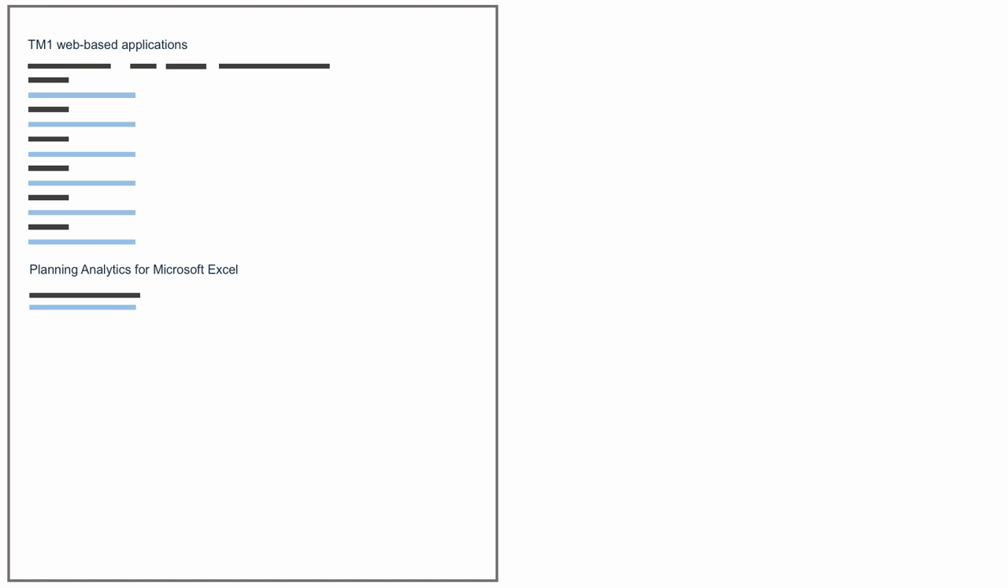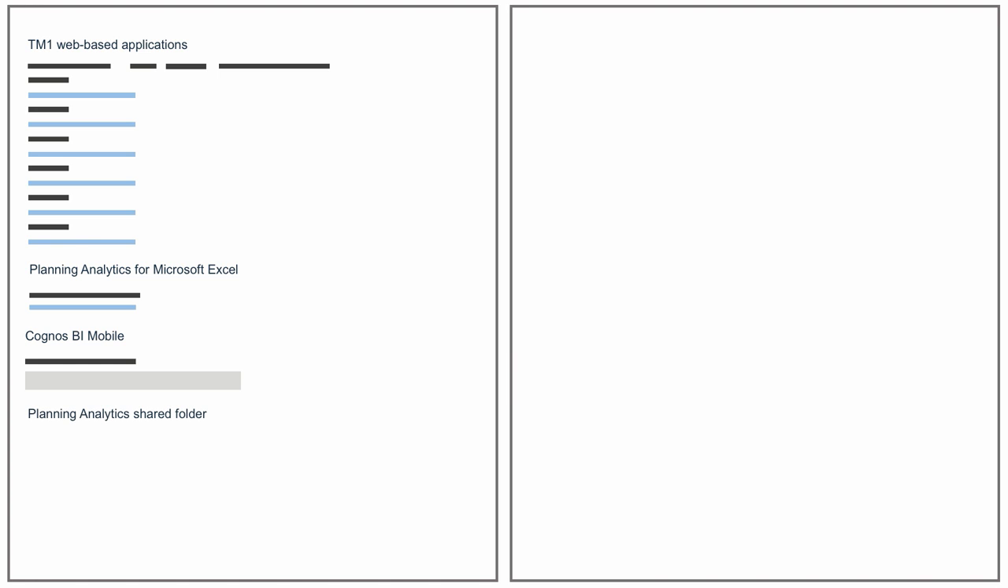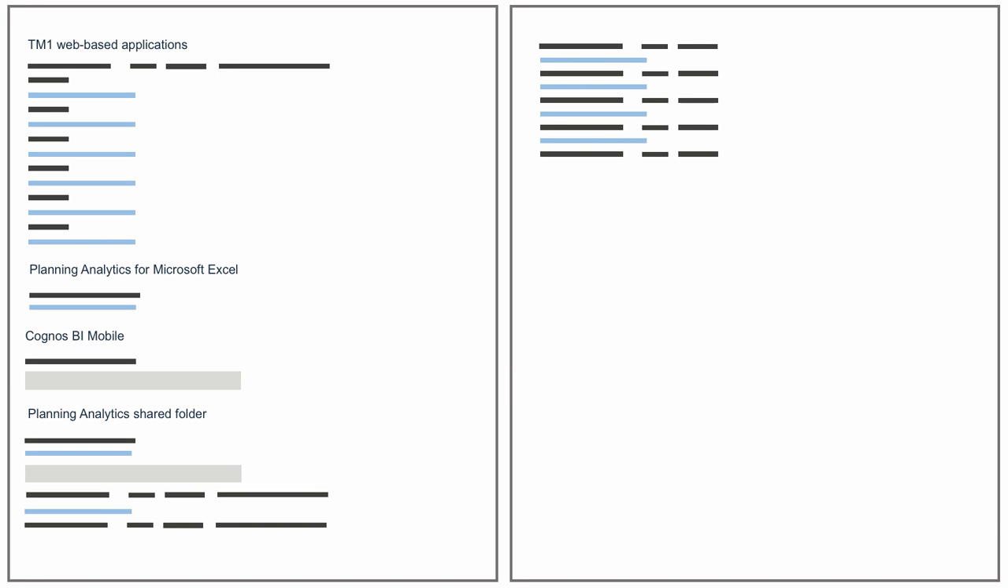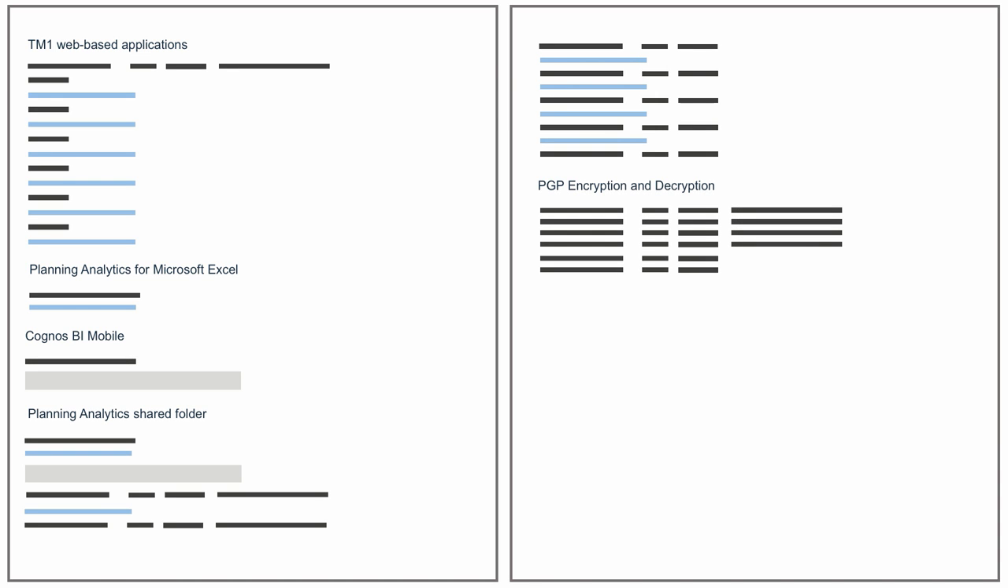The Planning Analytics for Microsoft Excel and Cognos BI Mobile sections will contain a URL and connection information for connecting to each respective component. Planning Analytics also provides a dedicated shared folder for your TM1 data and all related files. The Planning Analytics shared folder section will guide you on how you can connect to the shared folder. The PGP encryption and decryption section contains information on how you can encrypt and decrypt your data to and from the cloud. This section also contains a path to sample files to help you get started.